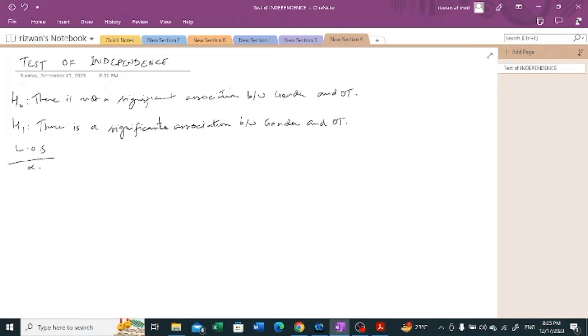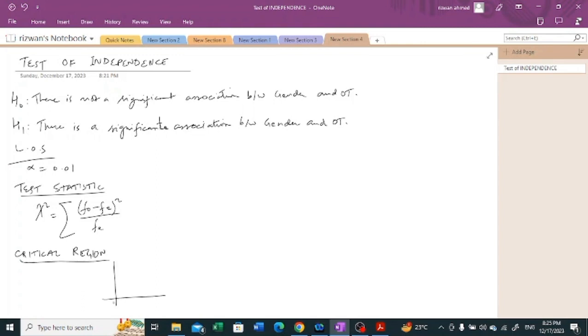Now, level of significance we are given as 0.01. The test statistic has the same formula as the one we used in the chi-square goodness of fit test. That's sum of (F0 minus FE) whole square divided by FE, inside the summation sign on the entire fraction. Now the critical region, same as the chi-square goodness of fit test, this test is also a right tail test always. Chi-square 0.01 for the degrees of freedom.